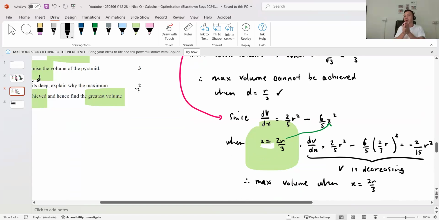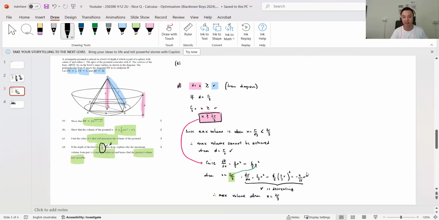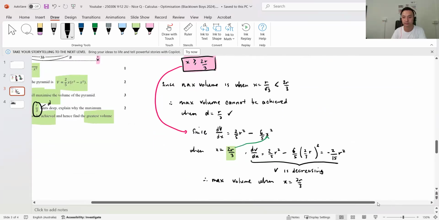Let me say it again. The reason why that makes sense is because at 2r on 3, I've shown that the derivative is negative. So volume is only going to be decreasing as I sub in bigger numbers of x. Therefore, the biggest volume occurs when x equals 2r on 3, right? And then I sub that into my volume formula, which is over there.